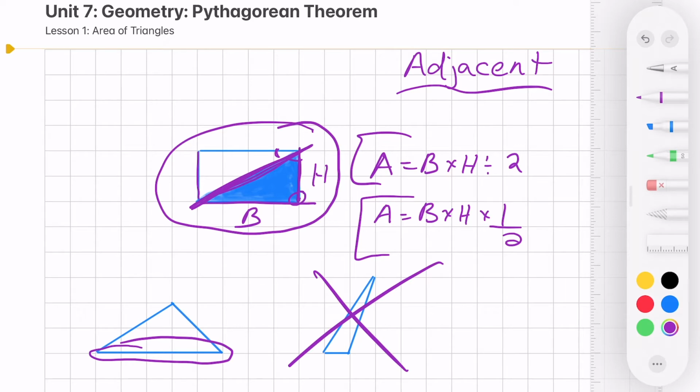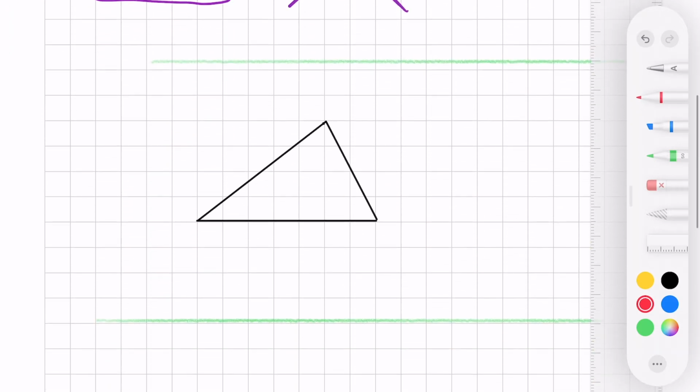So if I were to plug these numbers in, the height is 2 here, and the base is 1, 2, 3, 4. Divided by 2, so this would be 8 divided by 2, and the area here is going to be 4 centimeters, and remembering that we have to put the squared there. Okay? All right, let's move along here.